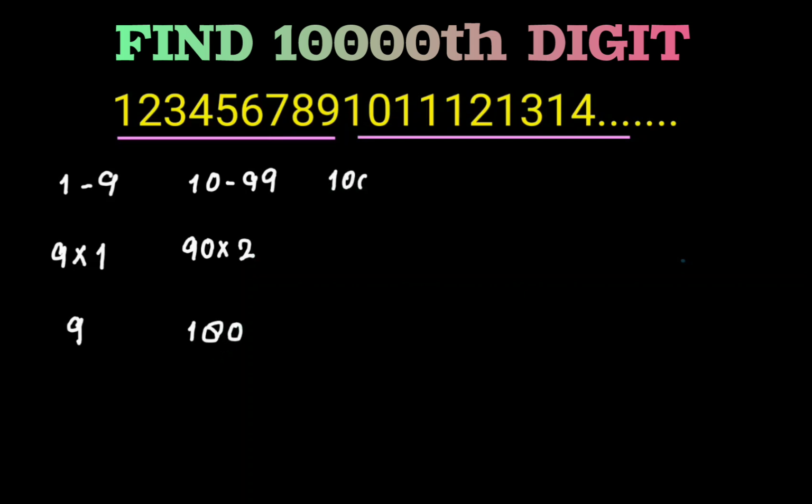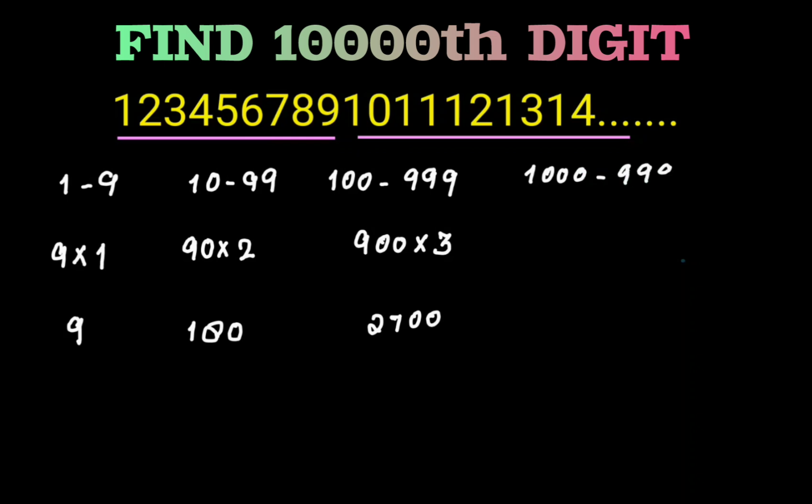3 digit numbers will start from 100 and end at 999. There are 900 such numbers, multiplied by 3, so 2700 digits. For 4 digit numbers, go from 1000 to 9999. That means 9000 into 4, 36,000 digits. But we need 10,000 digits. That means the number will lie in this range.